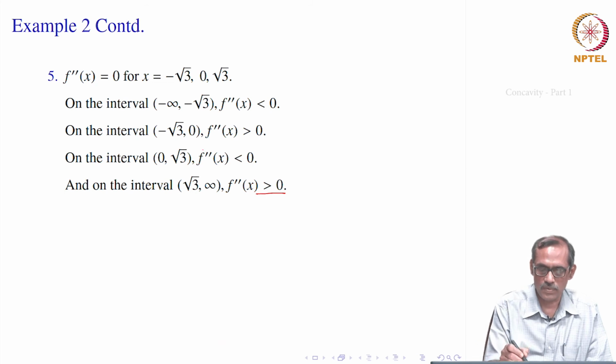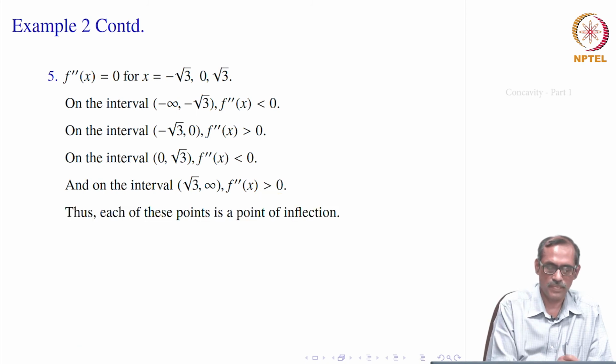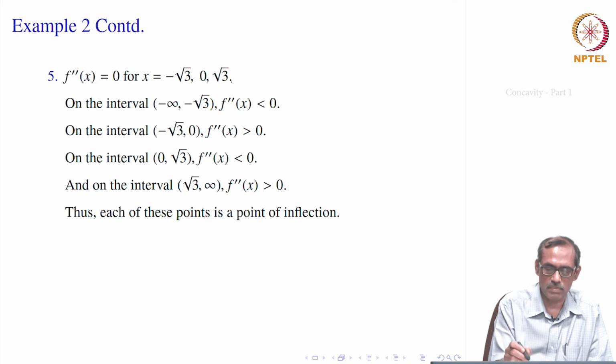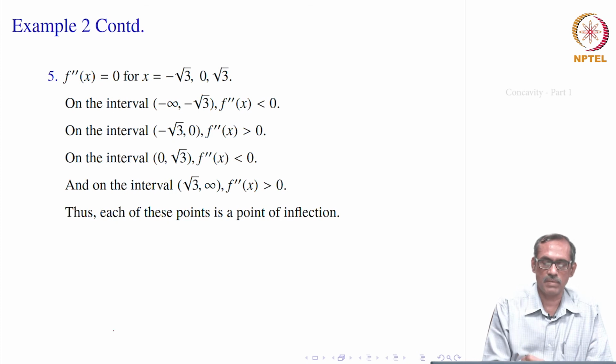So, in these 4 intervals, f double prime x is really changing sign. At these points, they are 0. Okay. So, since it is changing sign around each of these points, where it is 0 is a point of inflection. So, there are 3 points of inflection, where the concavity, the shape of the curve, is changing.